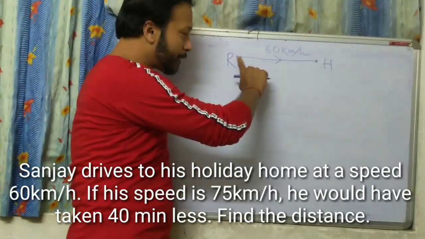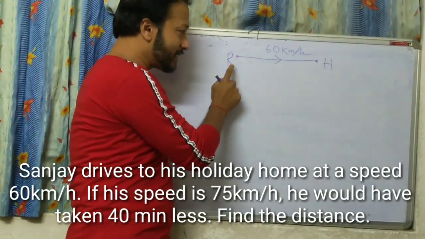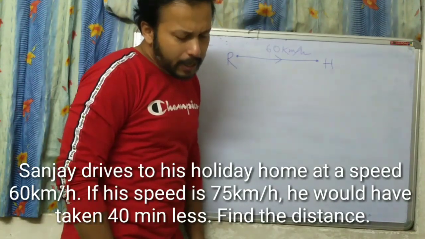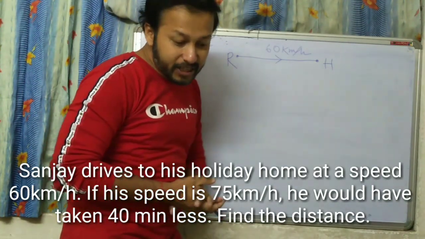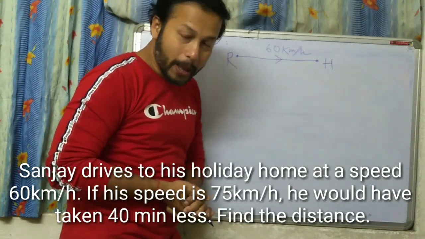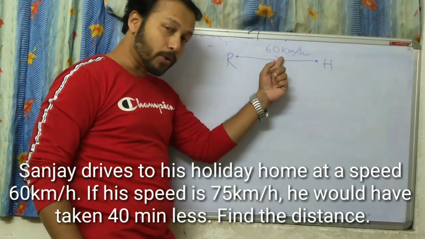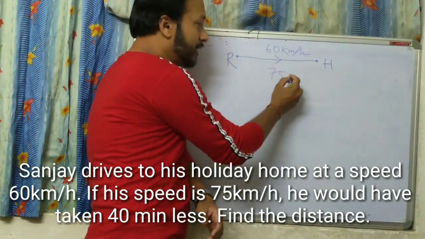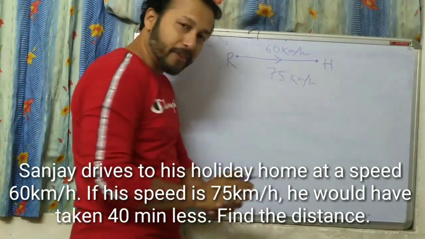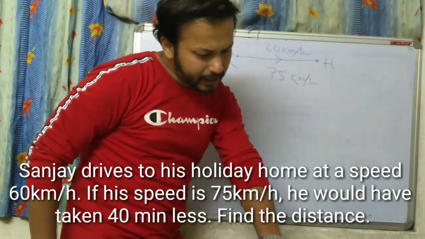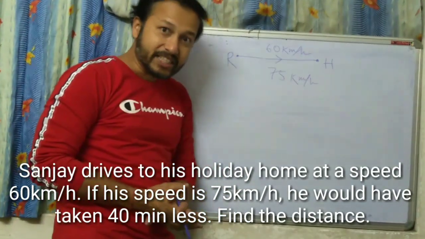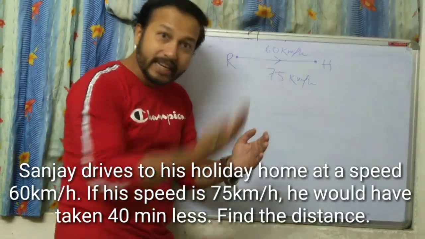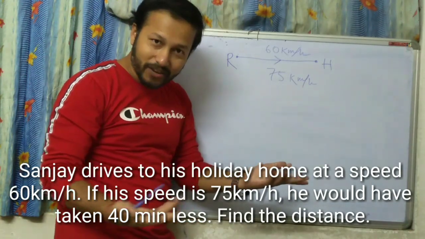Understood? At 60 km per hour, he goes from his residence to his holiday home. Now, he finds that if his speed is 75 km per hour, that means instead of going 60 km per hour, if he drives at a speed of 75 km per hour, then he would have taken 40 minutes less. Yes, he takes 40 minutes less because the speed is increasing, so the time required will obviously be less.